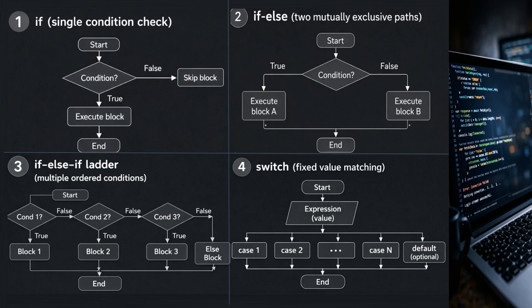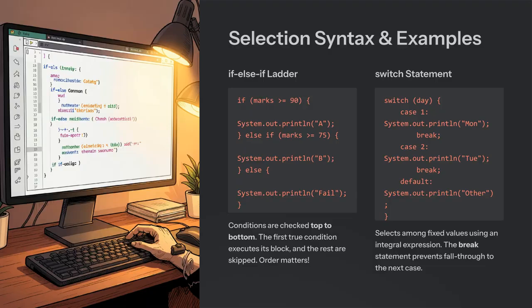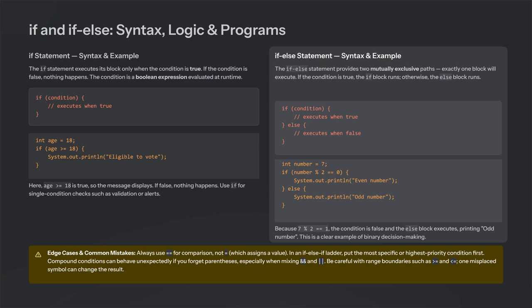From the simple branching of an if statement to the multi-path decision logic of a switch structure, each visualizes how control flows based on your defined conditions. When implementing an if-else-if ladder, remember that conditions are checked from top to bottom, and only the first true condition executes. In contrast, switch statements use integral expressions to select matching cases, and you must use break to prevent unintended fall-through.